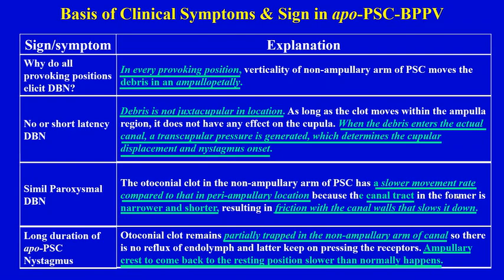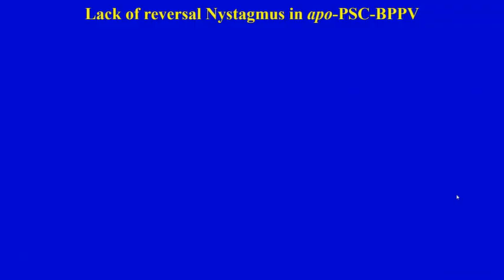Long duration of the apogeotropic posterior semicircular canal nystagmus: the otoconal clot remains partially trapped or jammed in the non-ampullary arm of the canal, so there is no reflux of the endolymph and it keeps on pressing the receptors. The ampullary crest comes back to the resting position slower than normally happens. So that is why the duration of the nystagmus is persistent.